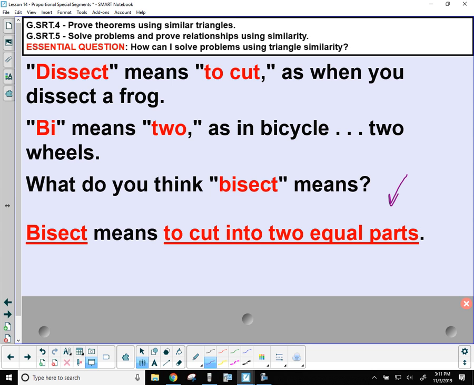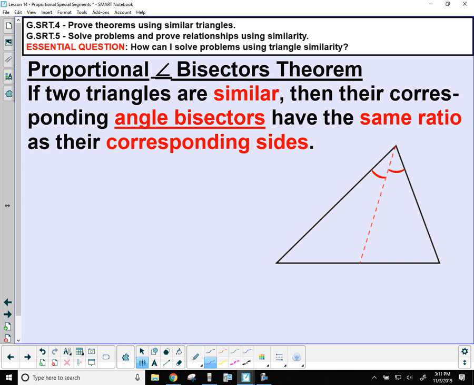Proportional angle bisectors theorem. Forgot, this is the angle symbol. If two triangles are similar, then the corresponding angle bisectors have the same ratio as their corresponding sides. If you haven't gotten the pattern yet, a lot of things have the same ratios. Again, pause the video, try to set up your own proportions.